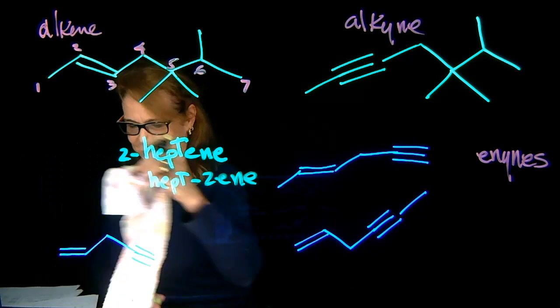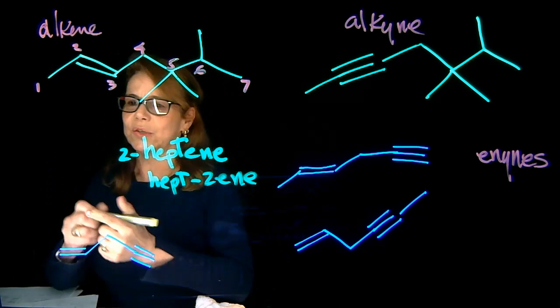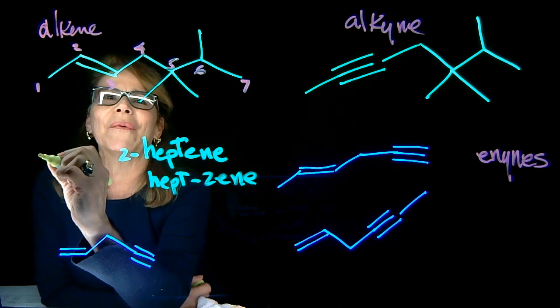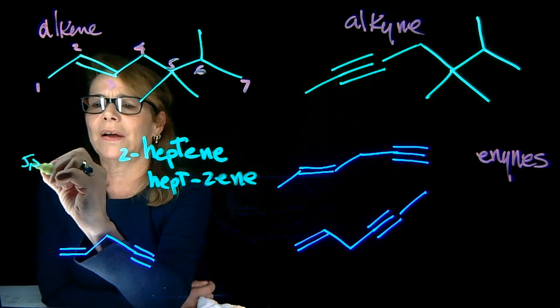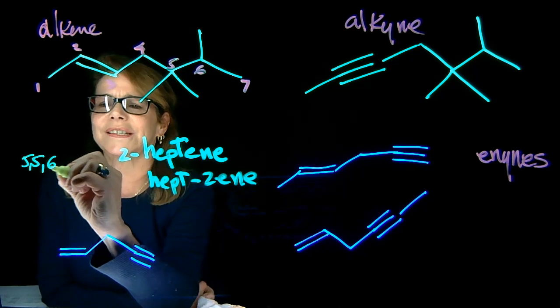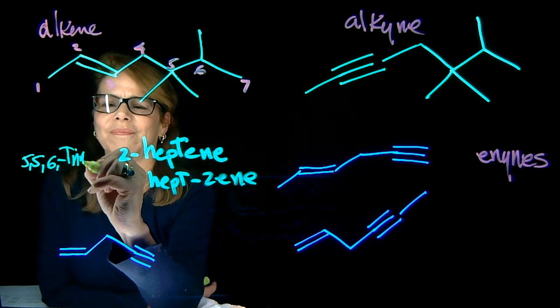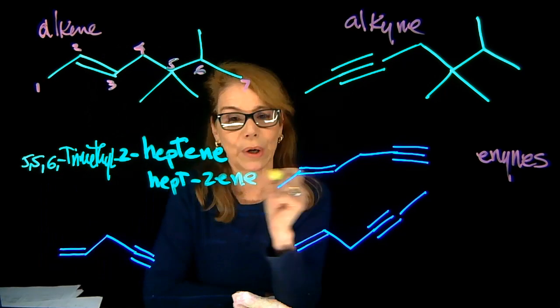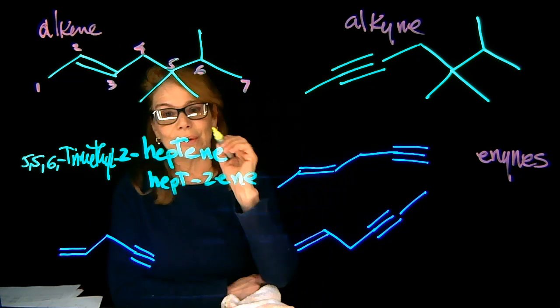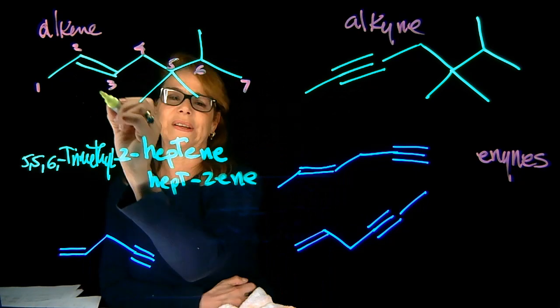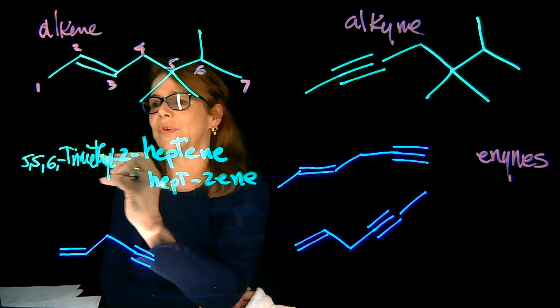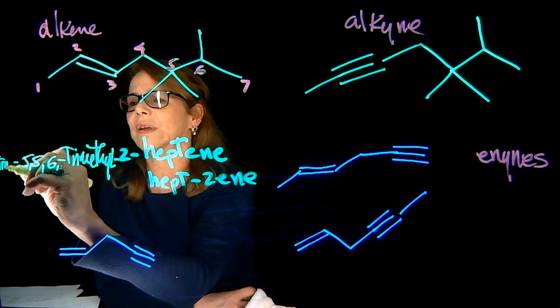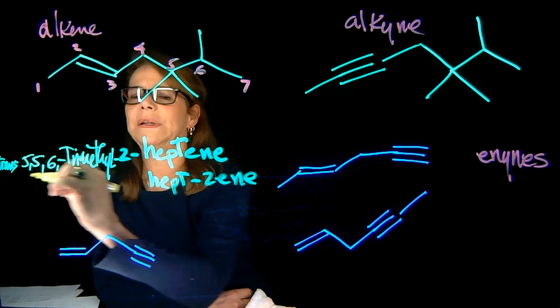Oh, not enough room. So let's squeeze it in. So 5, 5, 6, trimethyl, and then I have 2-heptene or hept-2-ene. And we also have some stereochemistry here. Notice that the double bond here is trans, so I need to add that to this. So the complete name will be that.